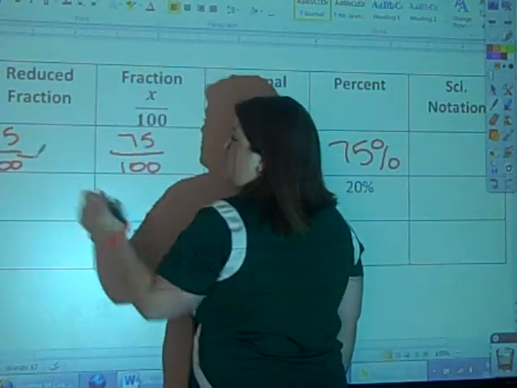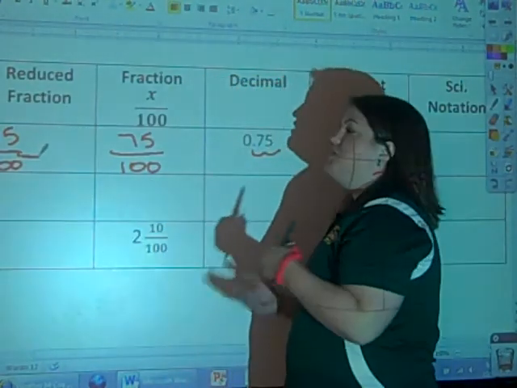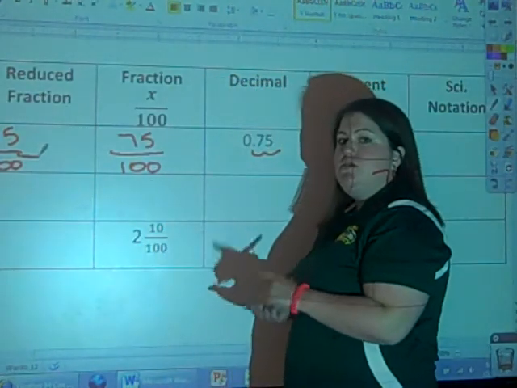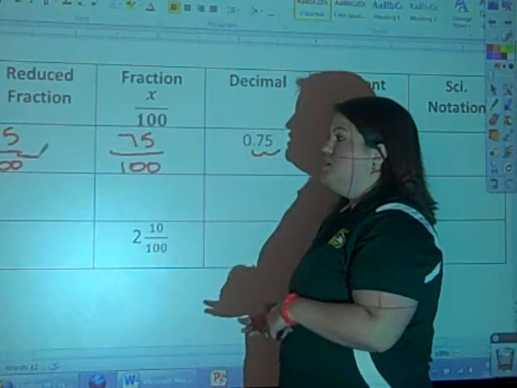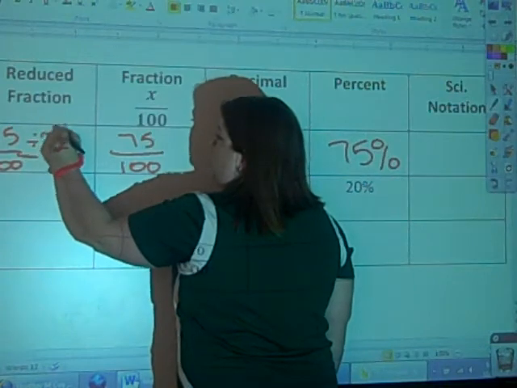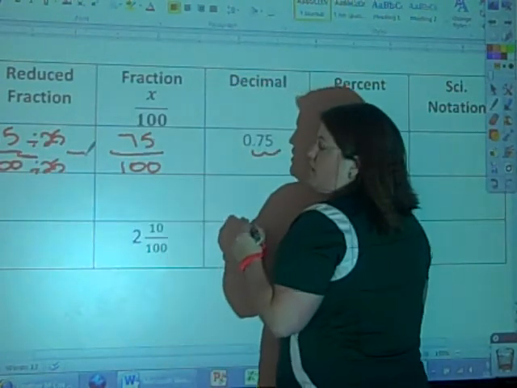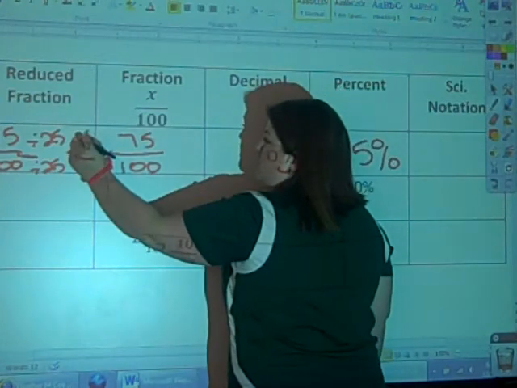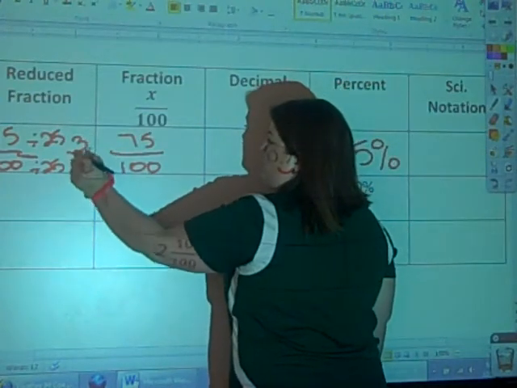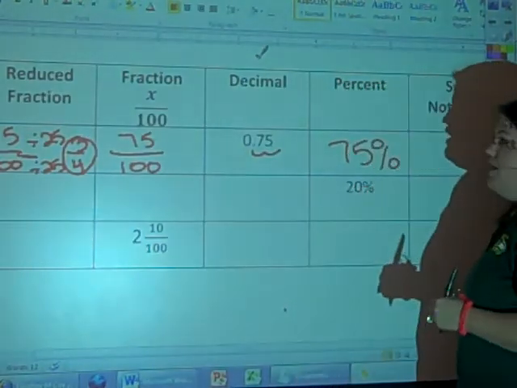5 is a common factor, however, there's another common factor that's larger. If you know your quarters, this is what's going to help you, because you have 25 cents, 50 cents, 75 cents, and then $1, and we can use that knowledge to help us. So I can pull out 25 in each. 75 divided by 25 is 3. 100 divided by 25 is 4. So that's 3/4 as a reduced fraction.